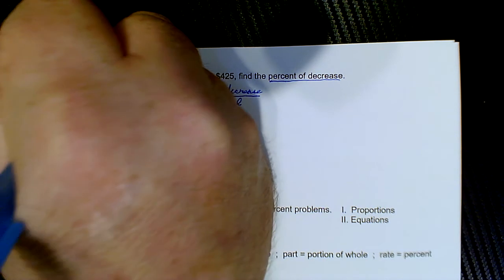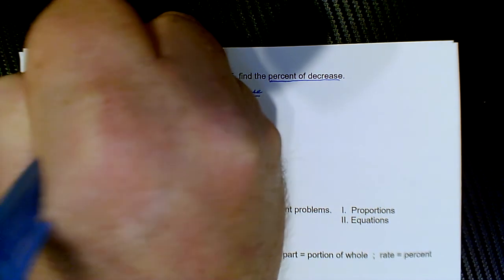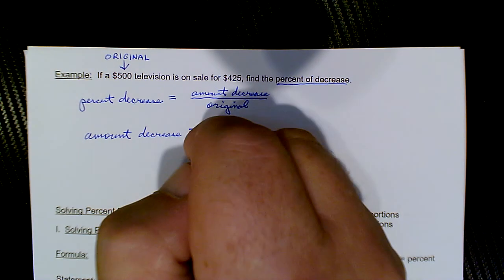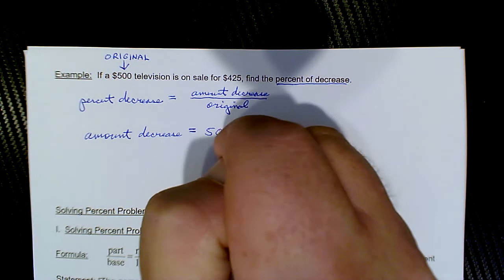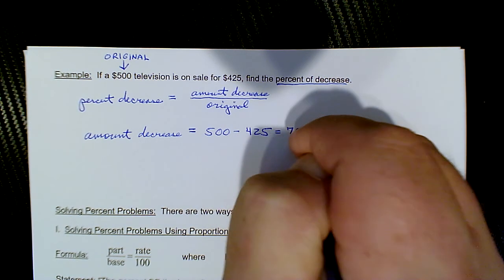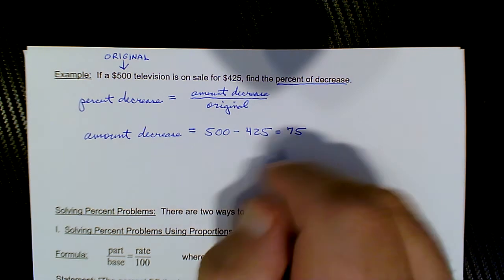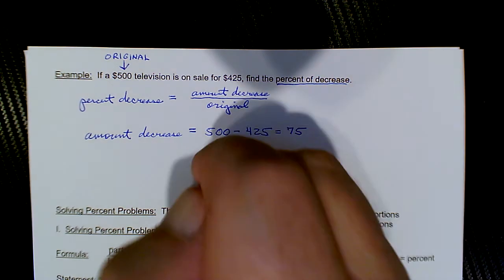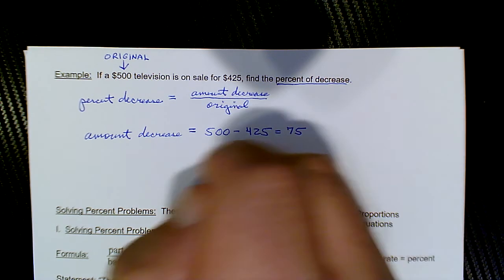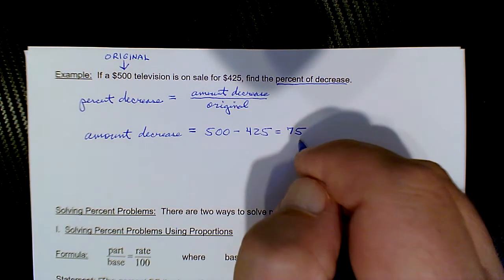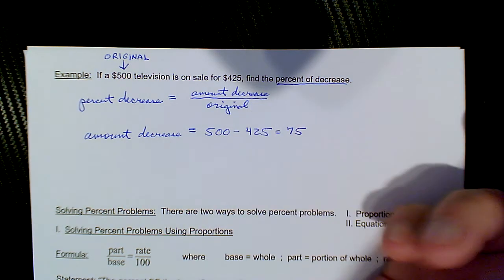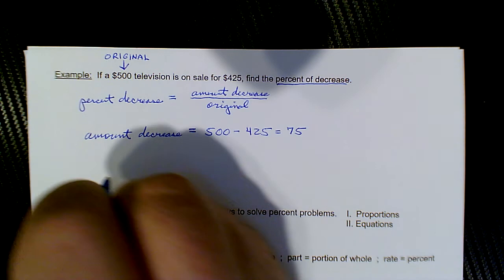That's very important. In this case, the 500 was the original. So the amount of decrease is 500 minus 425, or 75. And notice here that I'm not even bothering to use the units, but I guess I should, right? But you don't have to. So let me give you an example where most students are going to go this way without the units of dollars. Because you're dividing by dollars, so they're going to cancel anyway.